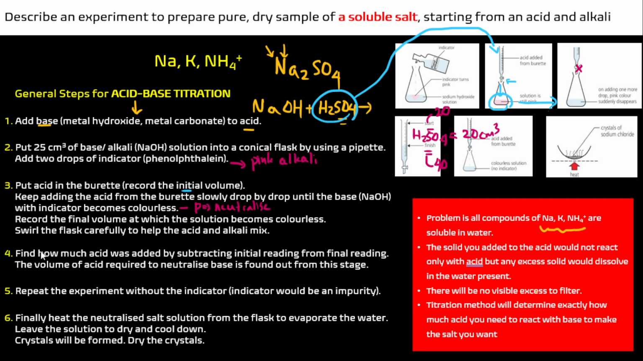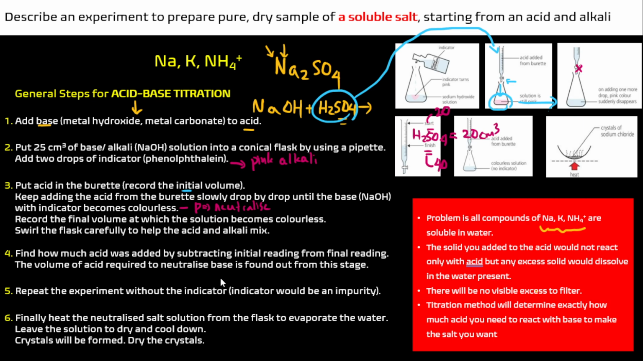So the fourth step would be to find out how much acid was added by subtracting the initial reading from the final reading, and from this you know how much volume of acid you needed to neutralize the base.